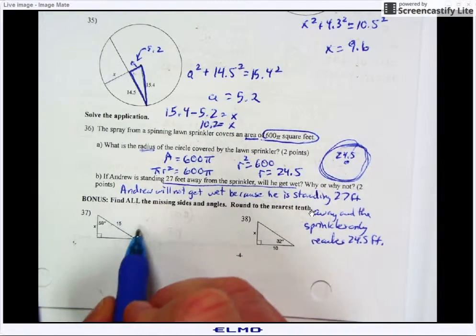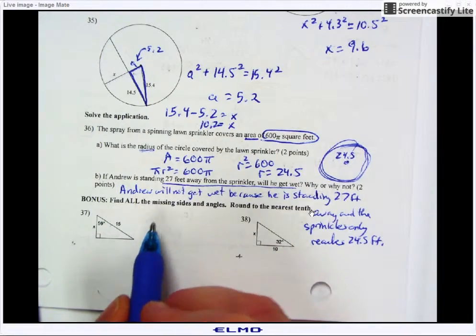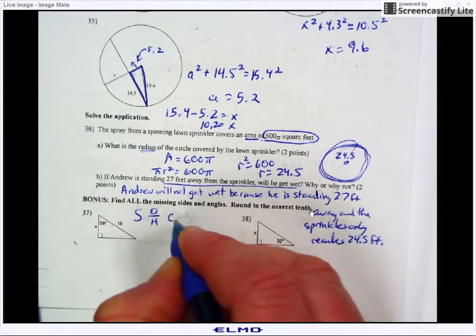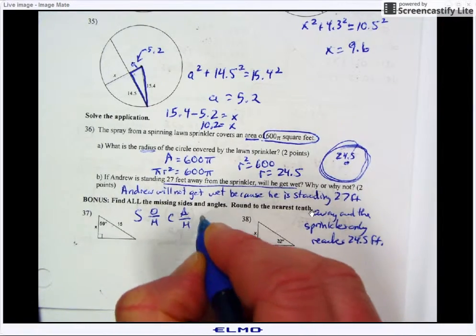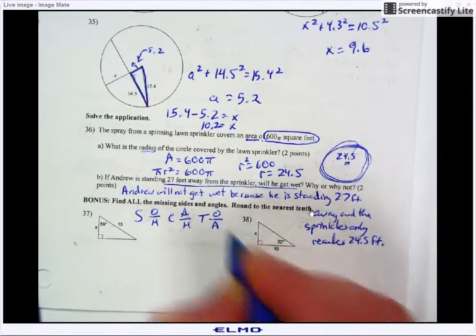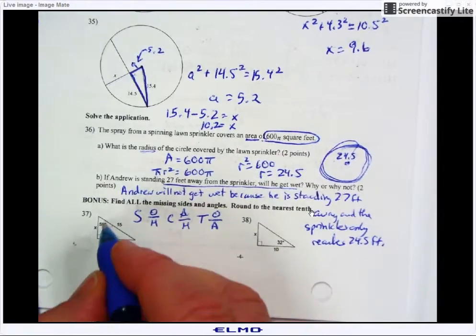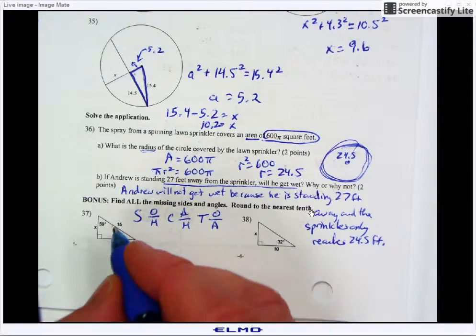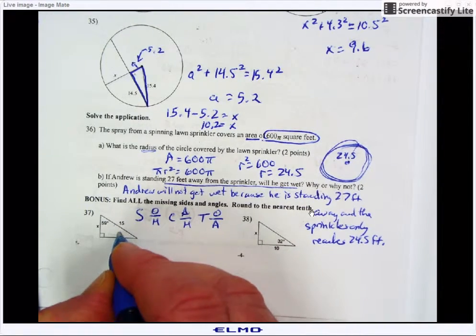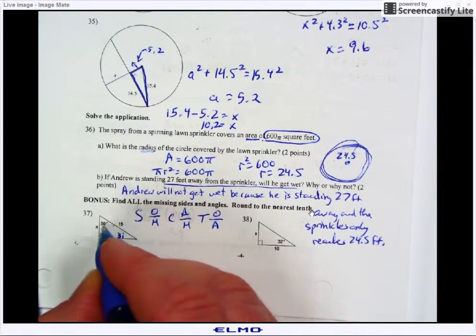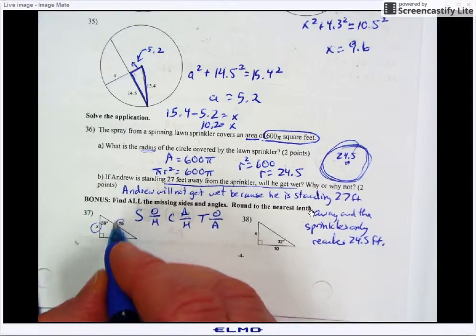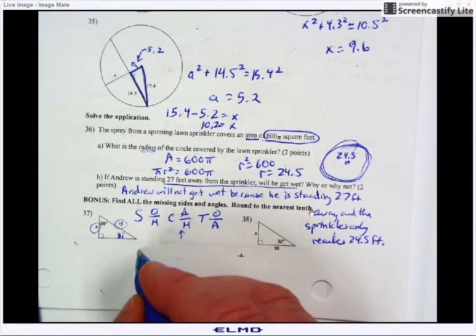Okay. The last bonus is a review of SOHCAHTOA and/or sine, cosine, and tangent. Depends on how you learned it. And so we look and it says find all the missing sides and angles. So that means we've got to find the other sides and the other angles. So I can find the other angle right away. That's 31 because they add up to 90. But I need to find this side right here. And this is the adjacent side and the hypotenuse. Adjacent and hypotenuse means you're going to use cosine.